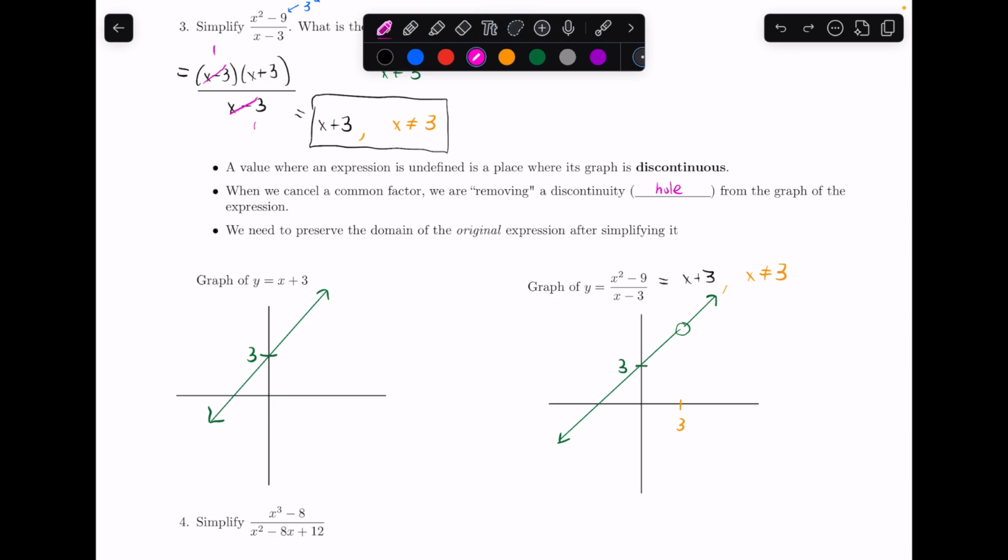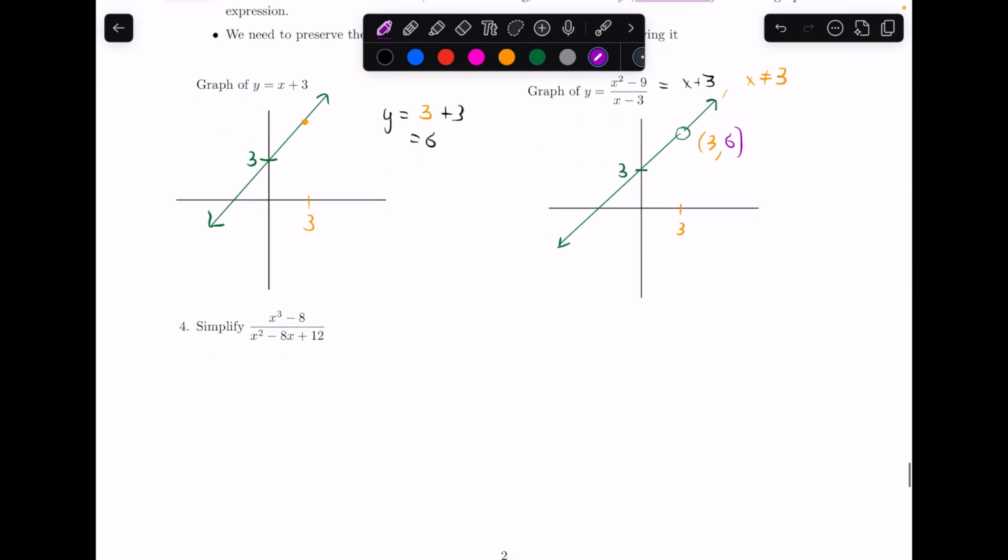So, okay, I know for this hole, we have x coordinate 3, but what's the y coordinate? So this is where I can use my original graph. If I plug in 3 for the x, I would get y equals 3 plus 3, which is 6. Okay, so that should be the y value of the hole. 3, comma, 6. And that's the hole.